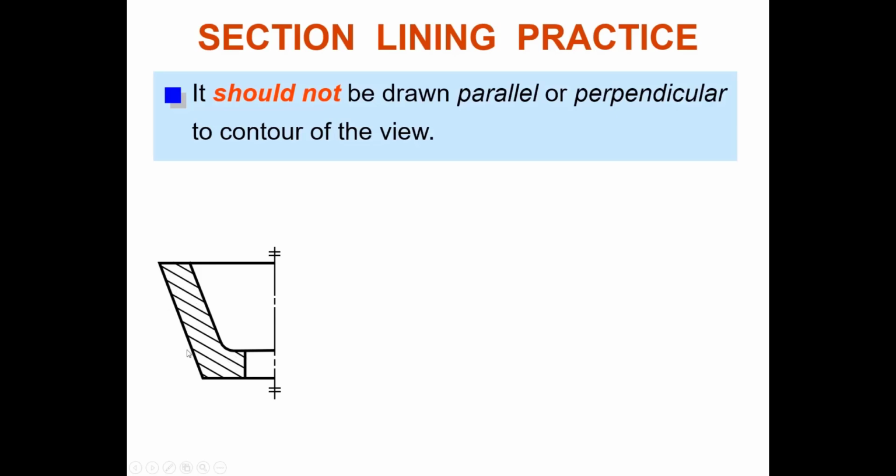Can you see? Clear. The border here is about 60 degrees or 75 degrees, right? Avoid making 75 degrees. Do not make your section line parallel or perpendicular to the contour of the view. Clear, class? Okay, this is good. This is correct. This way, this angle. Right? The section line is not parallel or perpendicular to any of the edges, right?